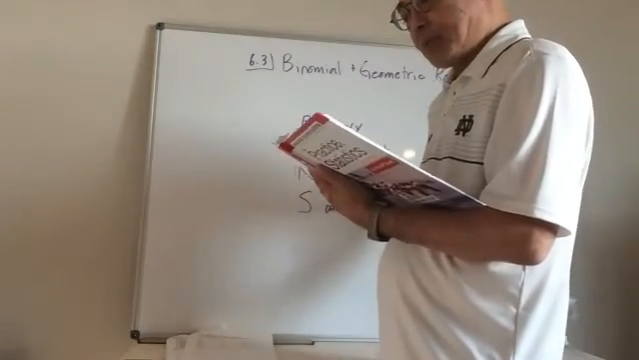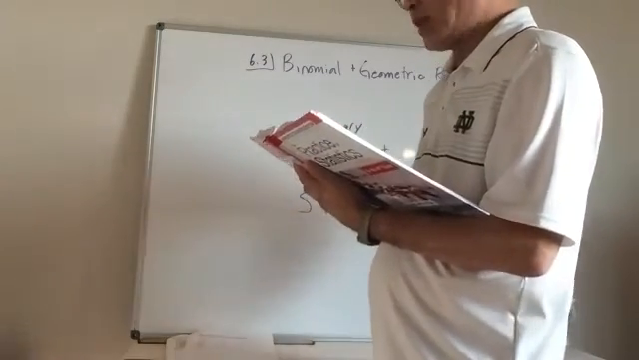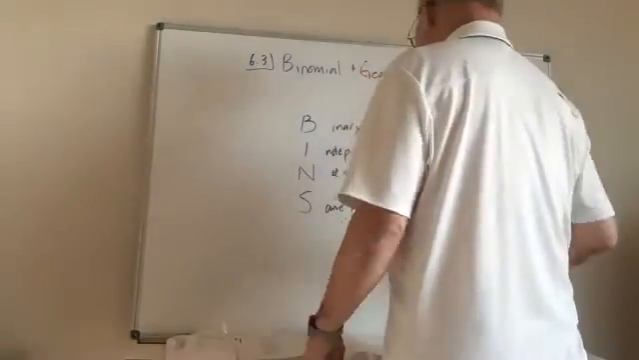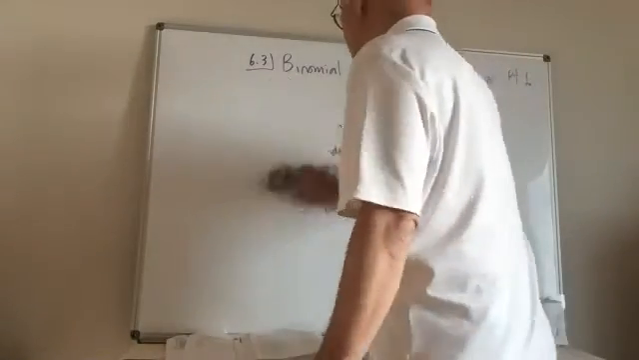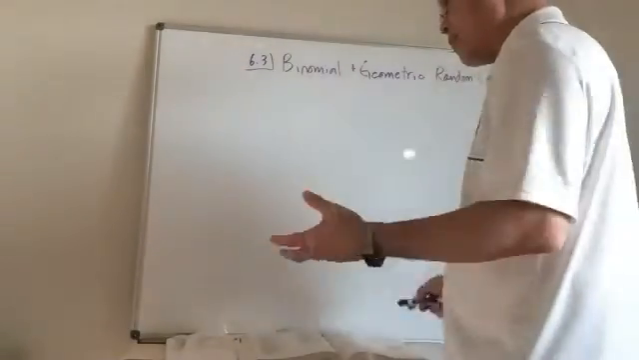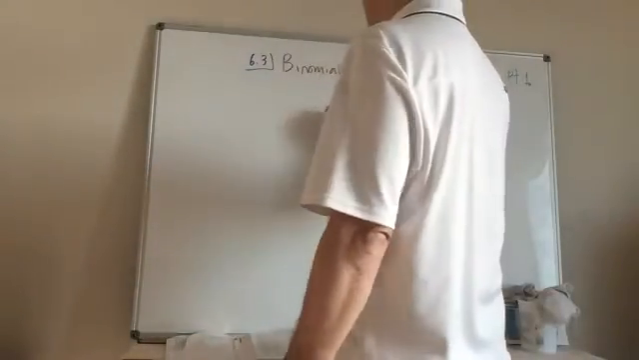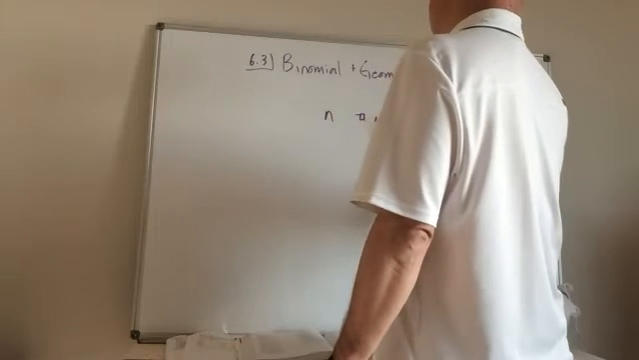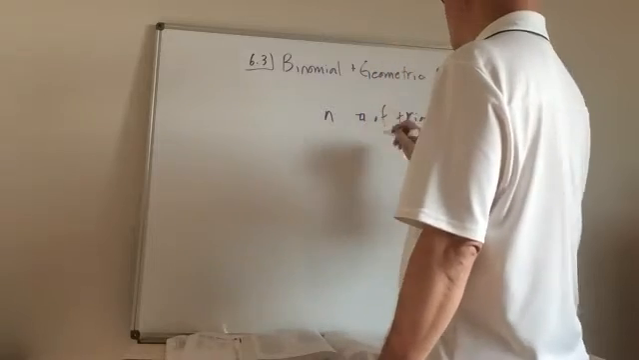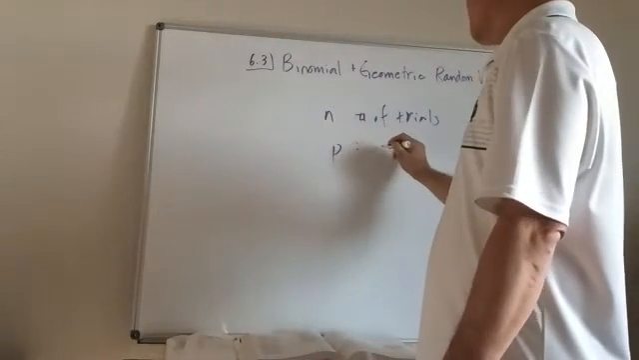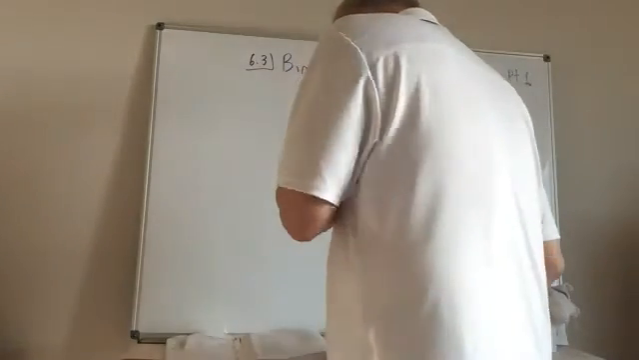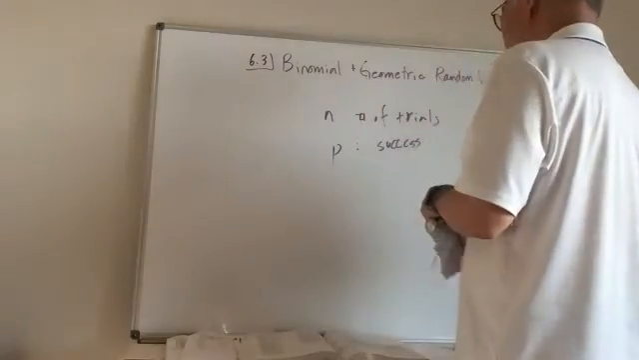Any binomial distribution is completely specified by two numbers: the number of trials and the probability of success. So you're going to have n and p. If I know those two things, my binomial distribution is set. n is the number of trials, and p is the probability of success. Okay, so let's see how we calculate a binomial probability.